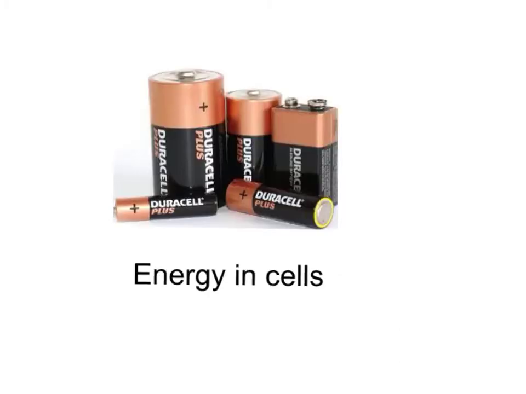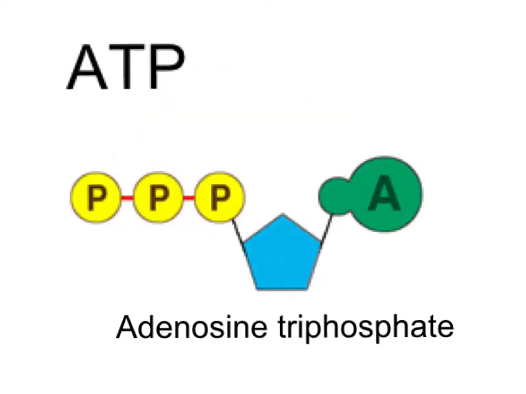Today we're going to talk about energy storage in cells. Cells don't use batteries to store energy. Batteries are way too big to fit inside cells. Instead, the cell uses a molecule called ATP to store energy. ATP is short for adenosine triphosphate.